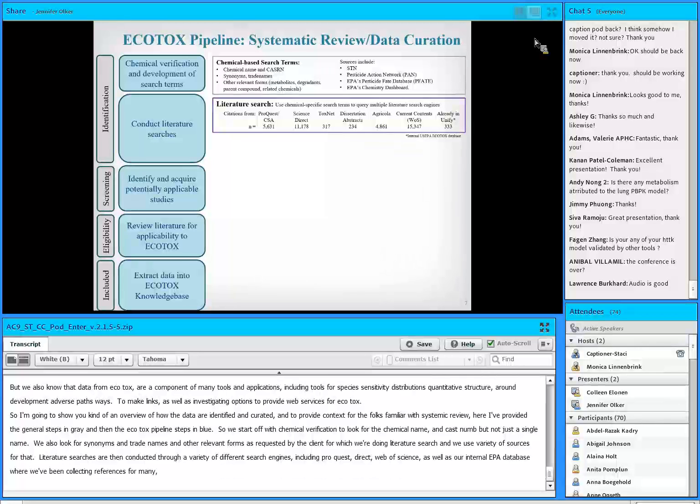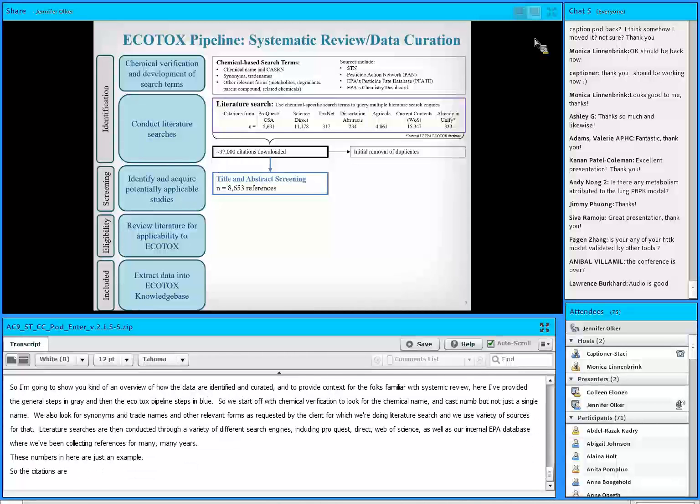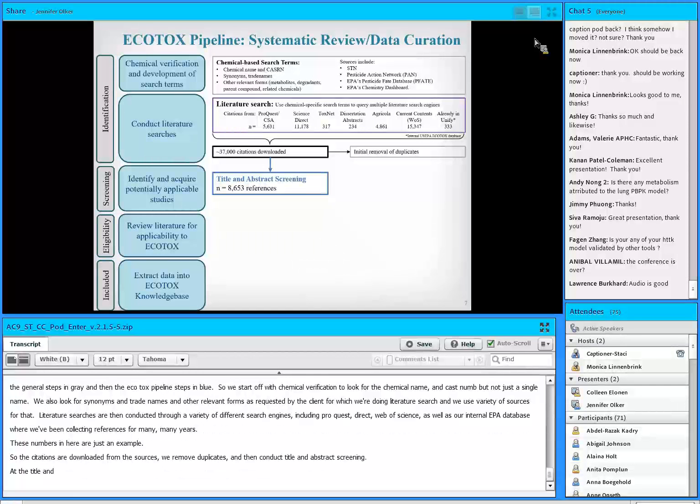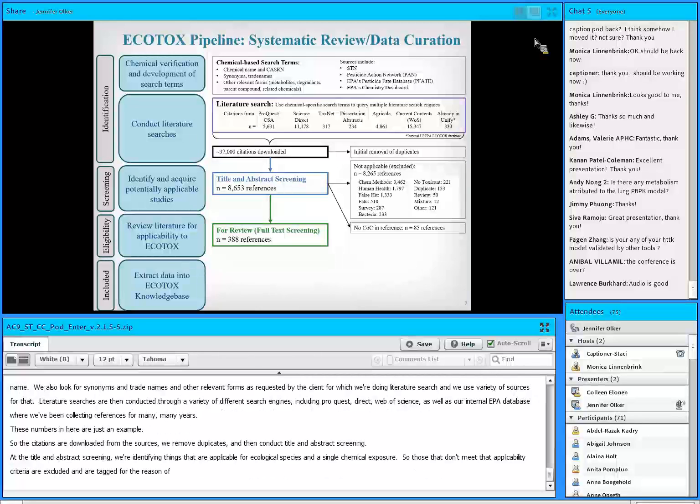These numbers in here are just an example. So the citations are downloaded from these sources, we remove duplicates, and then conduct title and abstract screening. At the title and abstract screening, we're identifying things that are applicable for ecological species and a single chemical exposure. So those that don't meet that applicability criteria are excluded and are tagged for the reason of exclusion for reviewing again in the future, or to provide to other researchers who might be interested in chem methods or in human health or in fate data.